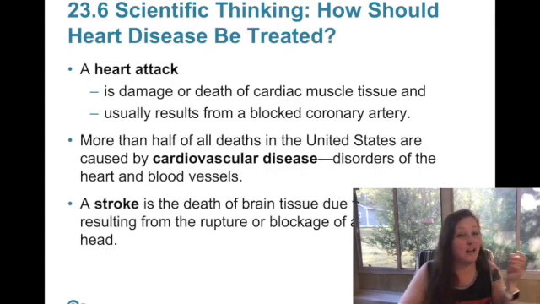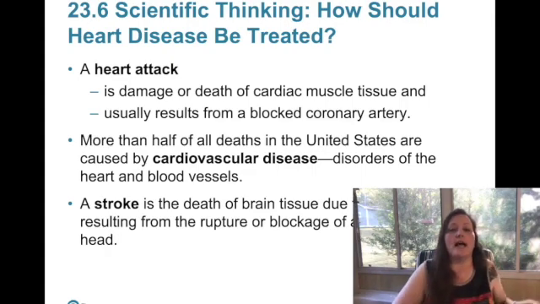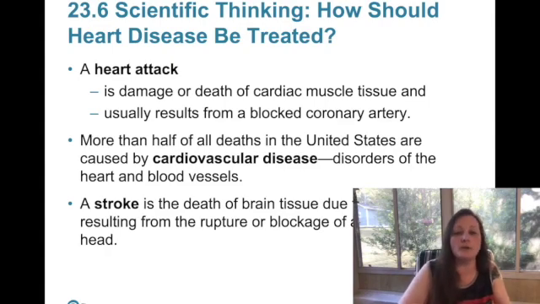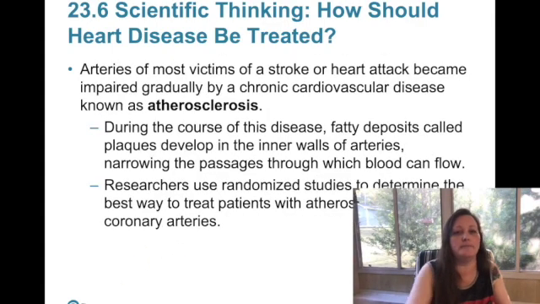And my mom has had a couple of strokes. And then I told you about my friend Jim, who's had multiple strokes. And the stroke is death of brain tissue due to the lack of oxygen, again, resulting from a rupture or blockage of arteries in the head. So this whole circulation thing, insanely important.